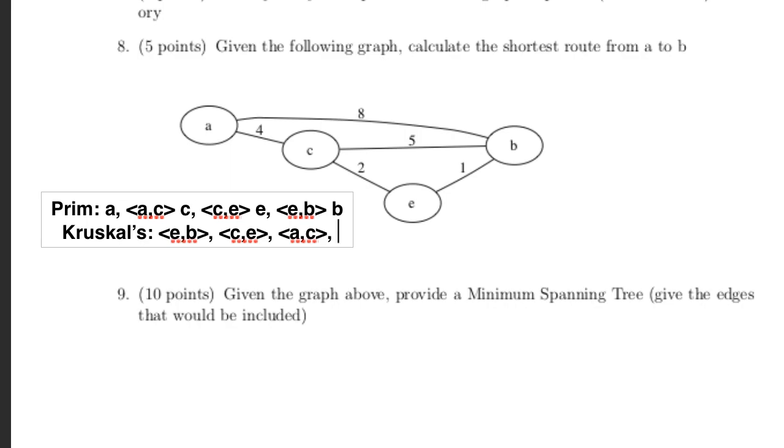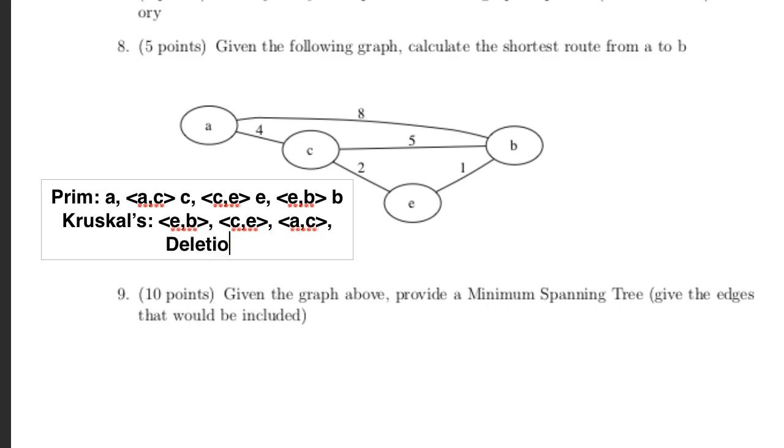And then there is the deletion. On that one, you delete the biggest edge as long as you don't disconnect your graph. So we would eliminate AB, then we would remove CB, and then we would see that removing the other ones disconnects the graph, and so we stop.